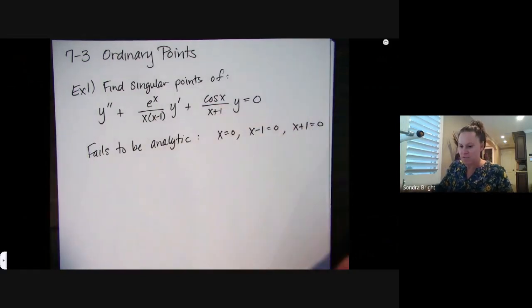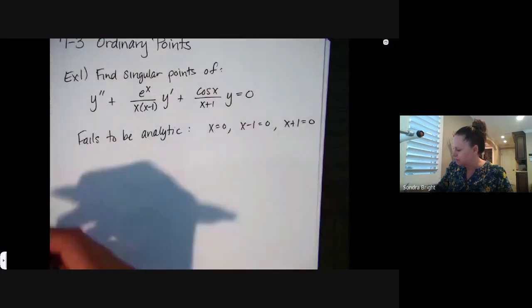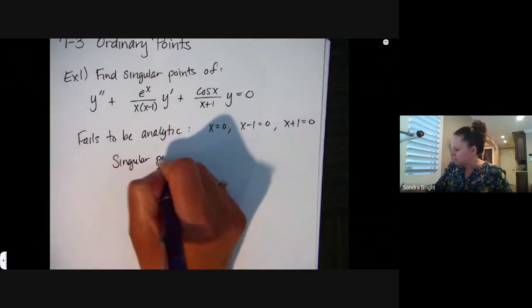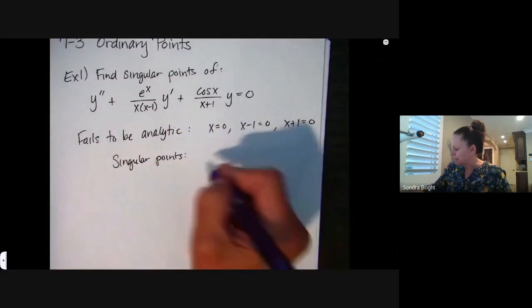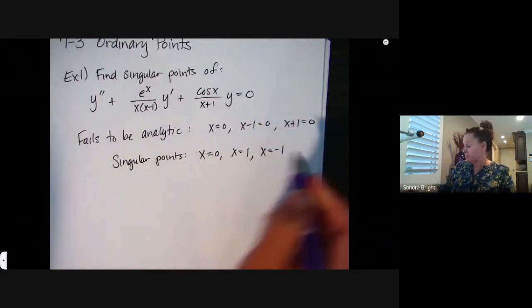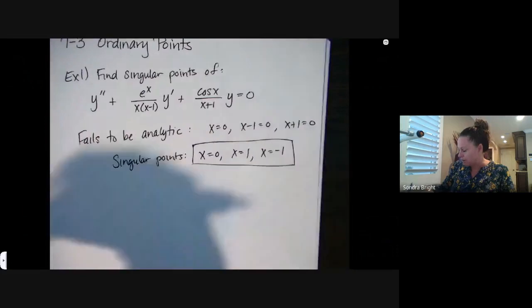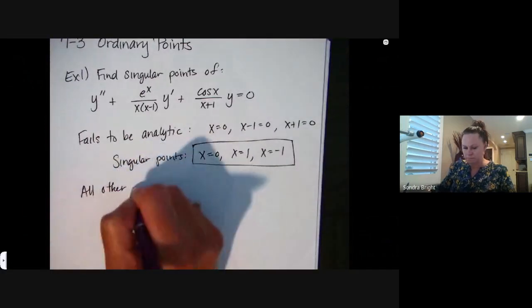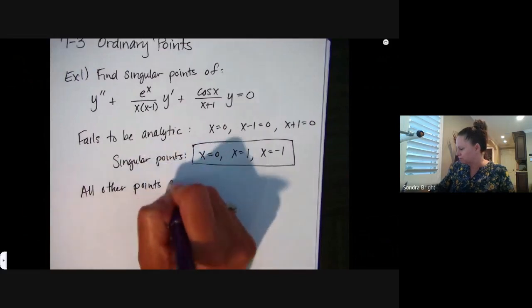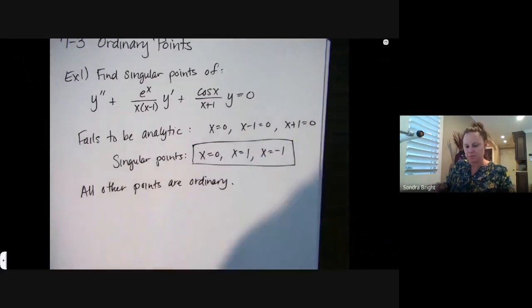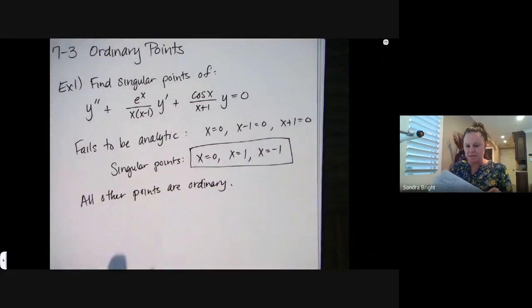And so the singular points are at x equals 0, at x equals 1, and at x equals negative 1. All other points other than these 3 are called ordinary. All right, not too shabby. We got a theorem that I would rather not have to write.